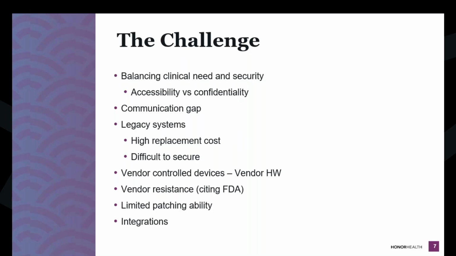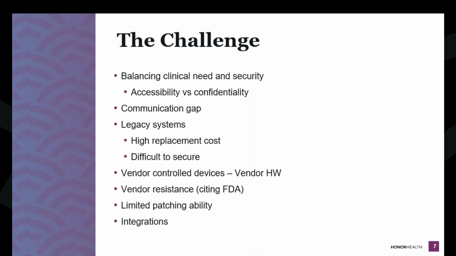All right, limited patching ability. A lot of medical devices, the vendors will say, either we as an organization can't patch them, a vendor has to come out to patch them, they're not patchable at all, or they don't need to be patched because they're not connected to the network. But maybe perhaps in some cases they could be connected to the network, right? So limited patching ability is really a big challenge for us.